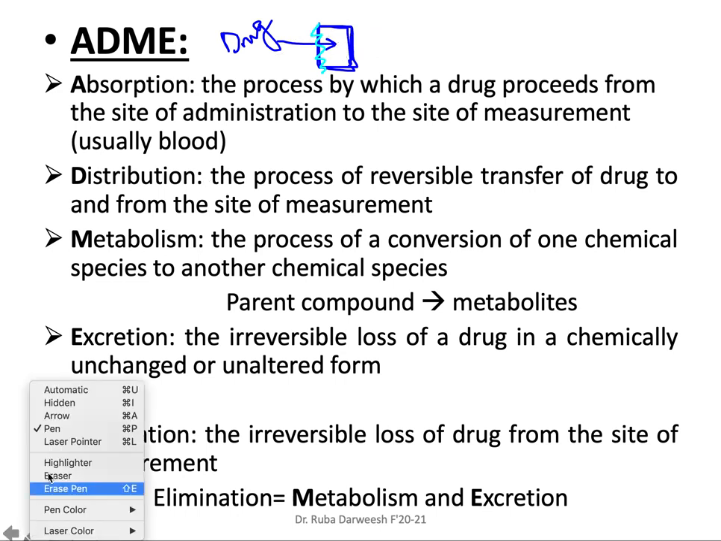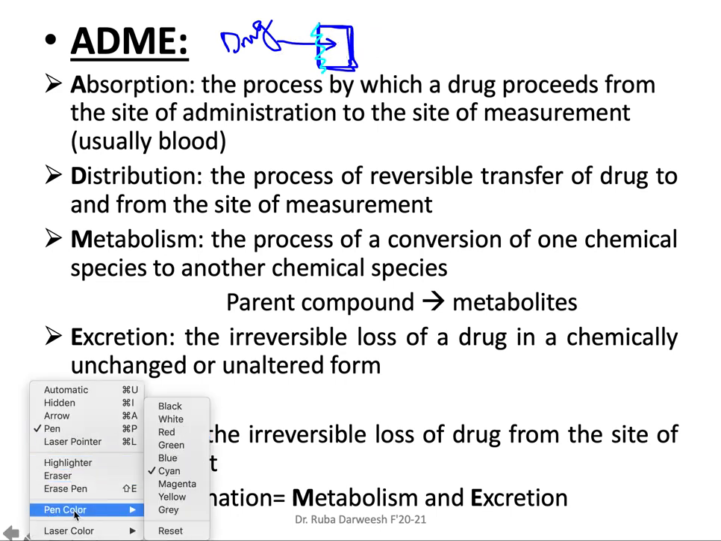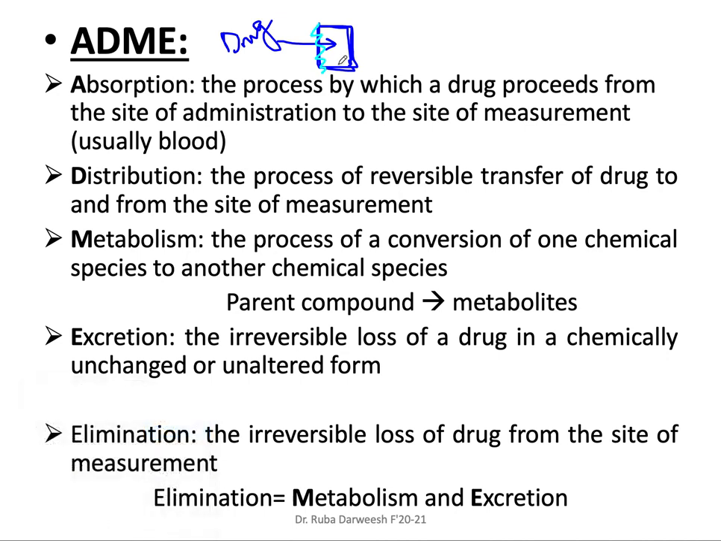At this point, the site of measurement would be what? Your, let's say, blood or systemic circulation. So the movement of the drug from the site of administration to the site of measurement, at which we are taking different samples to do our study. This is what we are calling absorption.